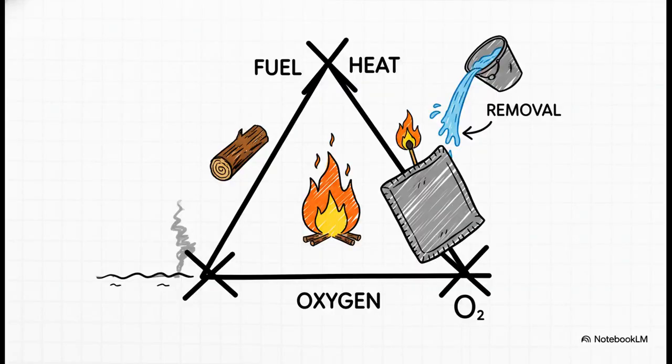And this is actually a brilliant way to understand how we put fires out. See, firefighters don't just blast everything with water. They use different tricks to remove one side of this triangle. Water? That cools things down, taking away the heat. A fire blanket? It smothers the flames, which gets rid of the oxygen. And a fire break in a forest? That removes the fuel. You take away any one side and poof, no triangle, no fire.